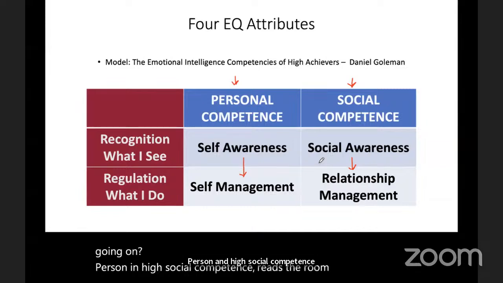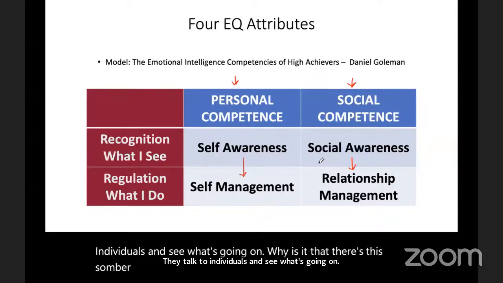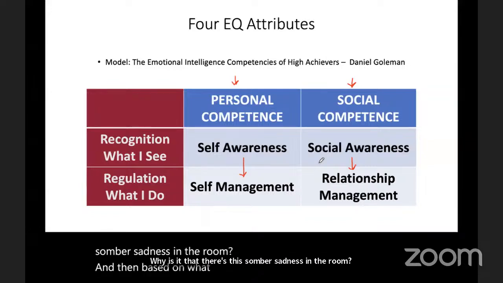A person with high social competence reads the room first. They talk to individuals and see what's going on. Why is it that there's this somber sadness in the room? And then based on what they understand is then how they respond.